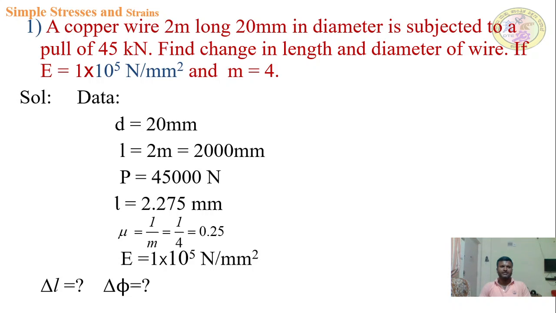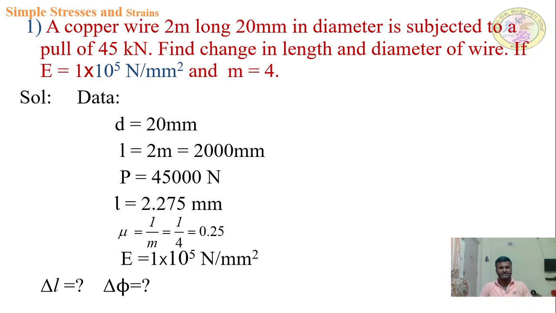Here it is given that the wire having the length and diameter is subjected to a pull, meaning axial tensile force of 45 kilonewton. We need to find out the change in length and diameter of the wire. For any problem, you should read properly and establish the proper relations between the properties of materials. First of all, you have to write the data which is given in the particular problem.